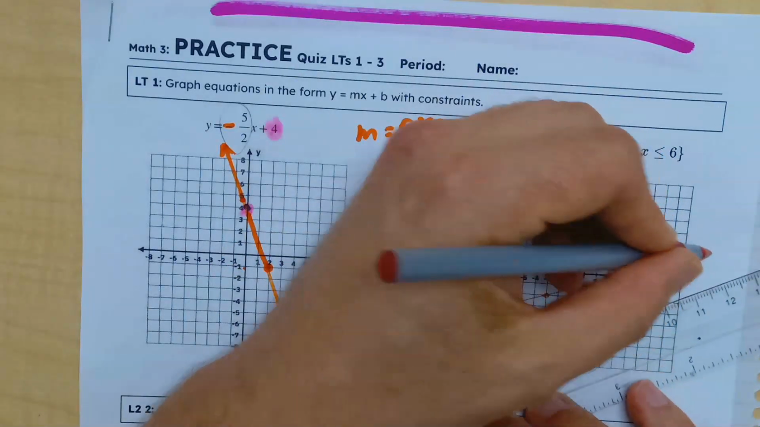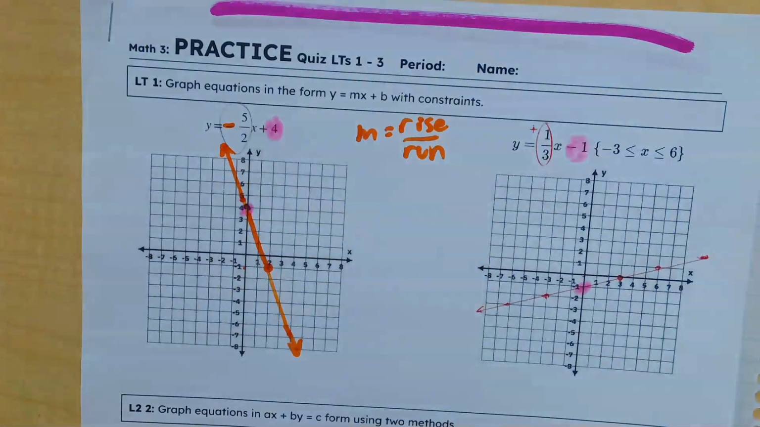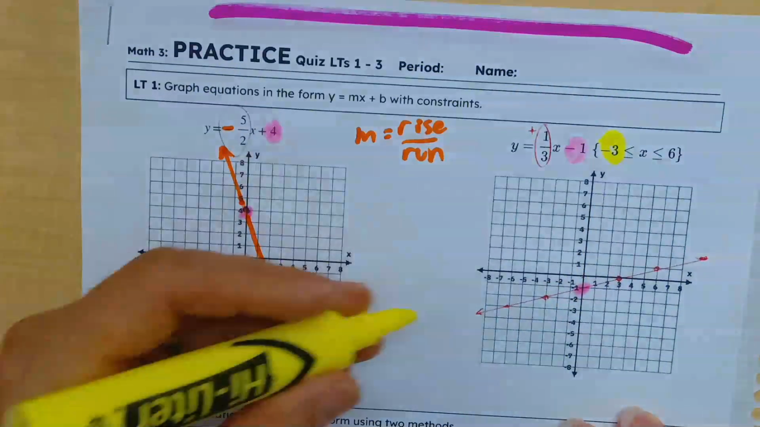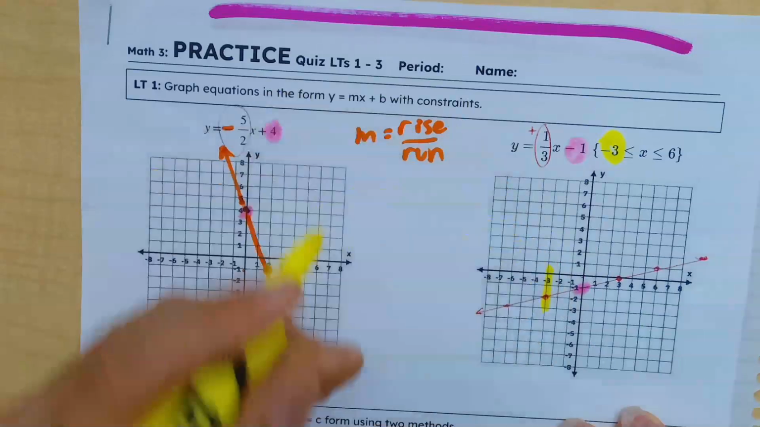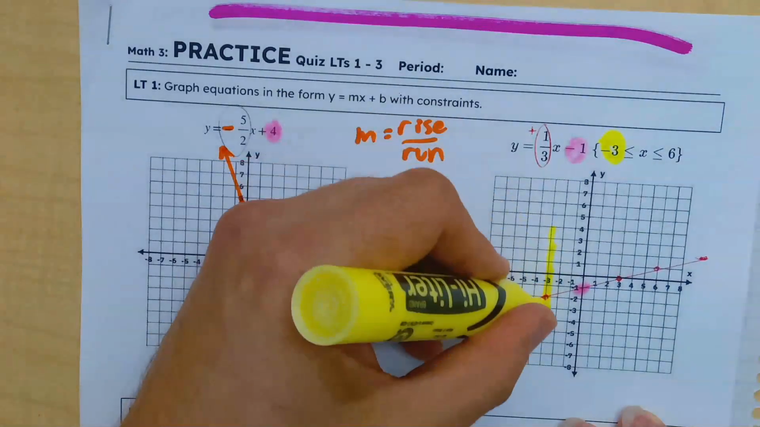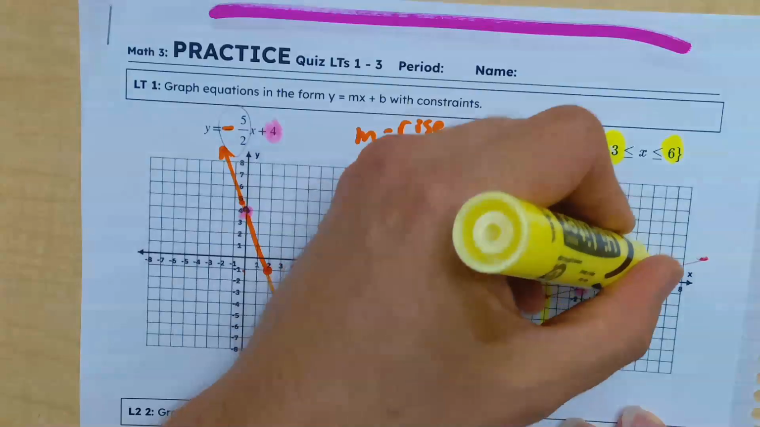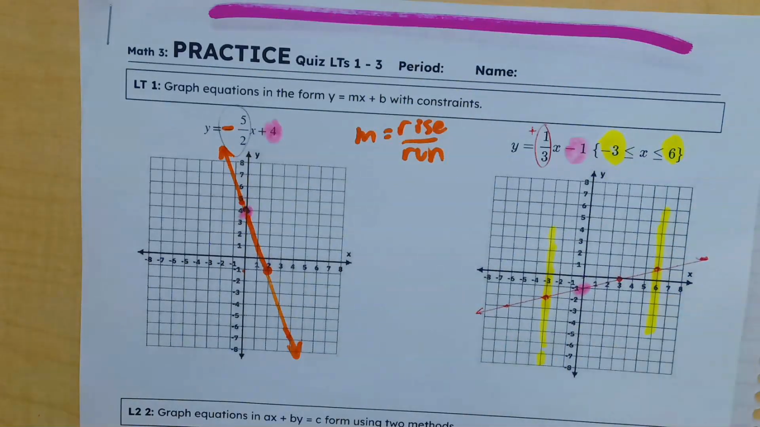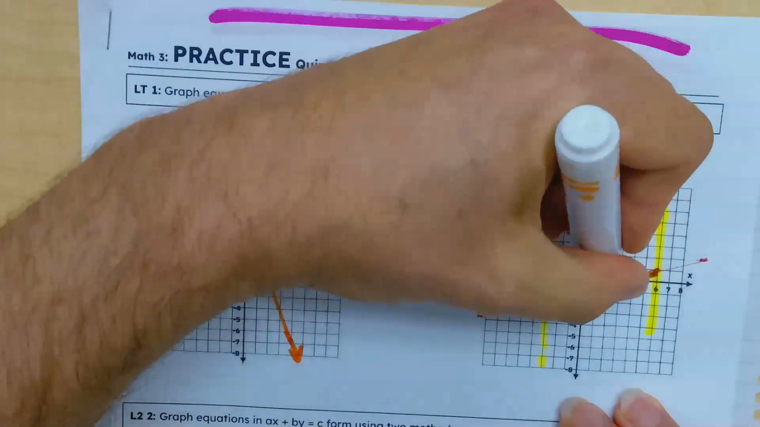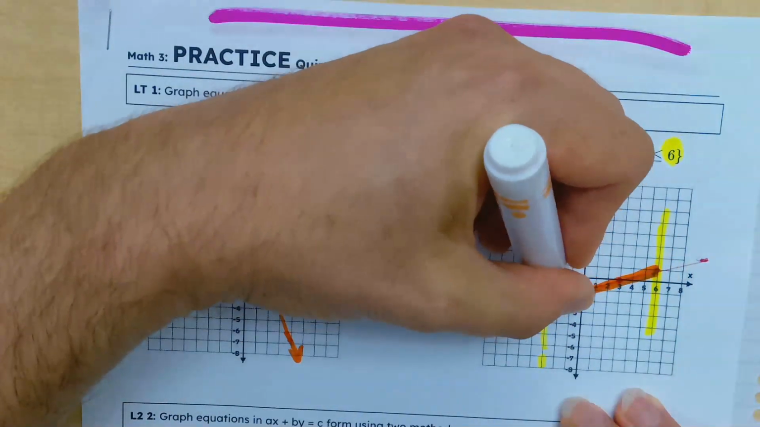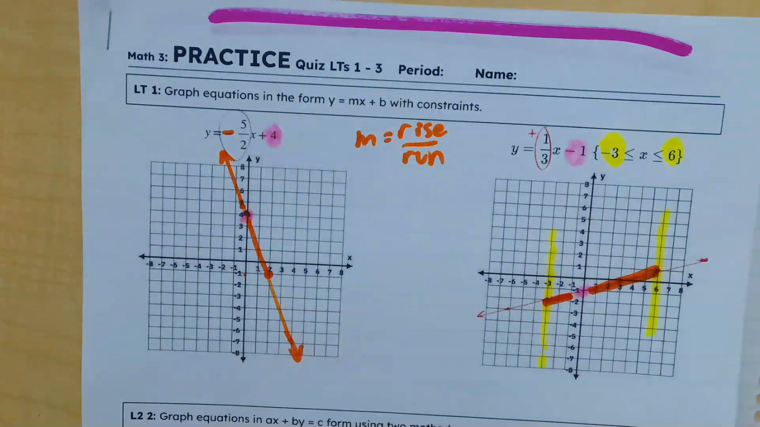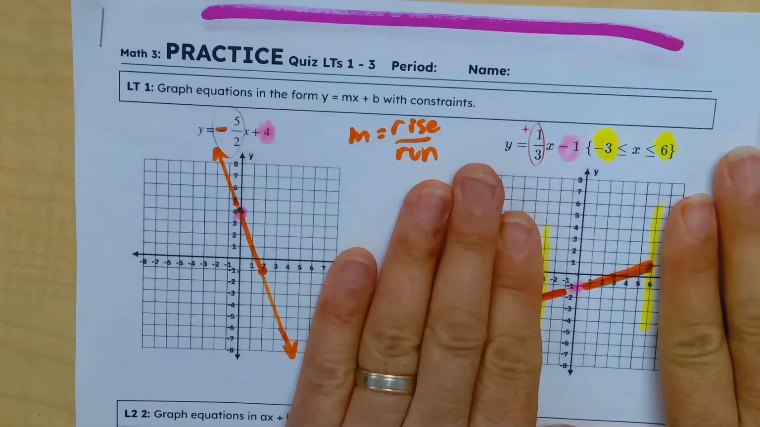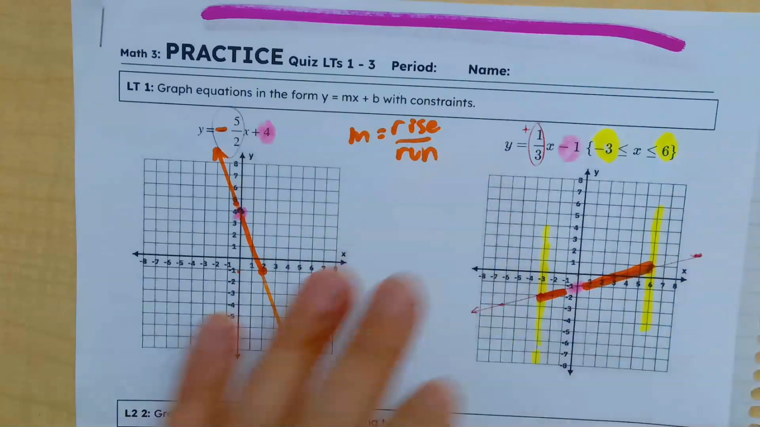I'm drawing it very lightly because we have a constraint here. Our constraint is from -3, so it doesn't go to the left of this yellow line, and the graph doesn't go to the right of this yellow line. So it has to be between here. So now I'm going to color this dark with a dark color. And so your graph is constrained between -3 and 6. Okay? Some people were having trouble with the constraining part.